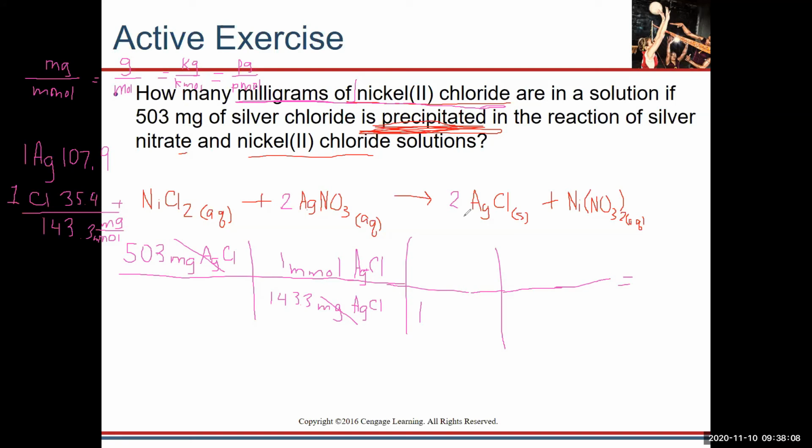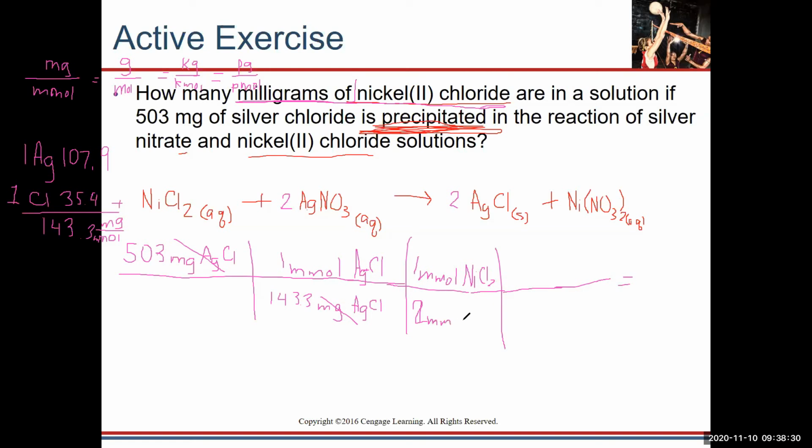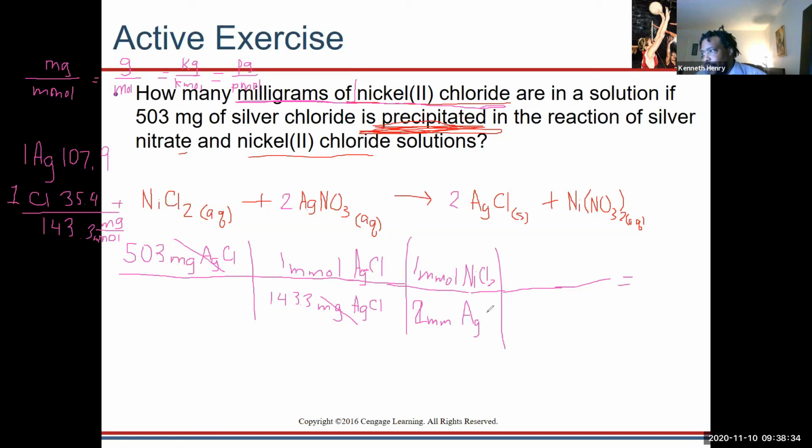So what am I going to do? It's a 1 to 2 ratio, right? So I'm putting 1 millimole of nickel II chloride on top, over 2 millimoles of silver chloride. Okay, so then my millimoles cancel out, and now I'm left with millimoles of nickel II chloride.